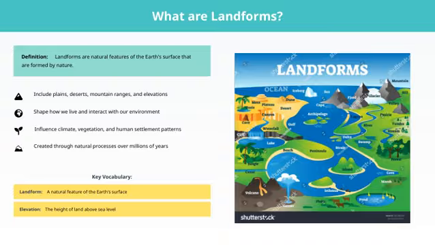When we talk about landforms, it's also important to understand some key vocabulary, like what a landform actually is: a natural feature of the Earth's surface, and elevation, which refers to how high land is above sea level. These concepts will help us better understand the diversity and complexity of Earth's surface features.